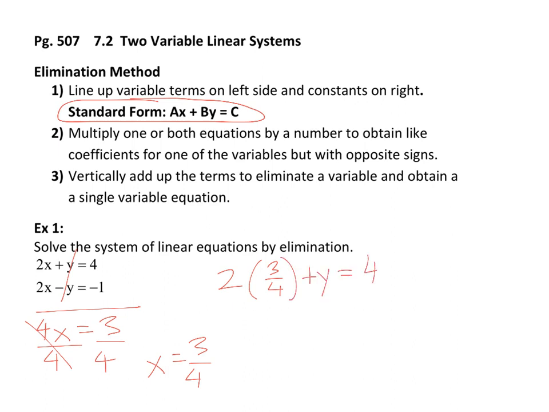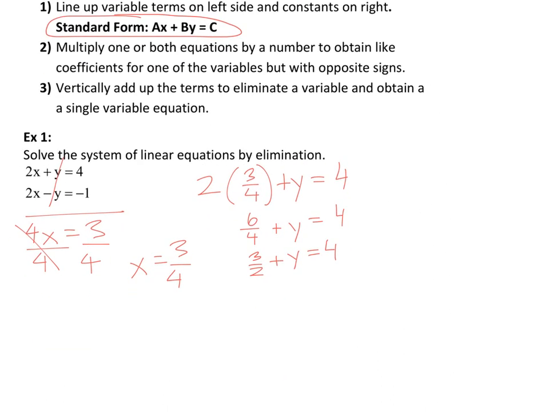Then I end up with 6/4 plus y is equal to 4. That's the same as 3/2. Then I'll subtract 3/2. So I have y is equal to 4 minus 3/2. I need to find a common denominator.